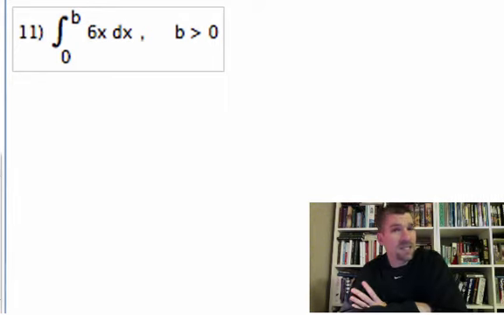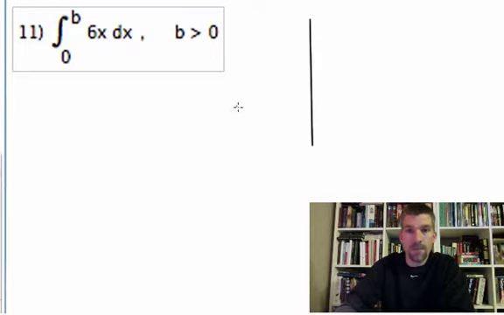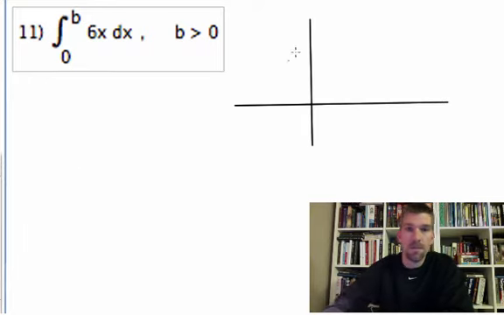All right, this guy's just a little bit different. Why? Because we're not stopping at a specific spot. We're saying the integral from 0 to b of 6x dx, where b is greater than 0. What now? Draw the graph. So we can draw the graph of 6x. Again, as with all these graphs, they don't need to be super accurate, just real rough sketches. So here's 6x right there.